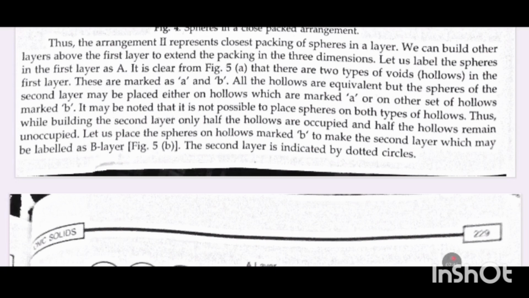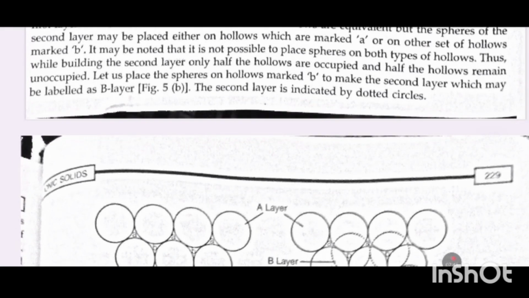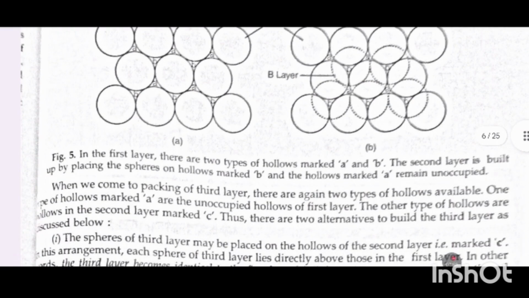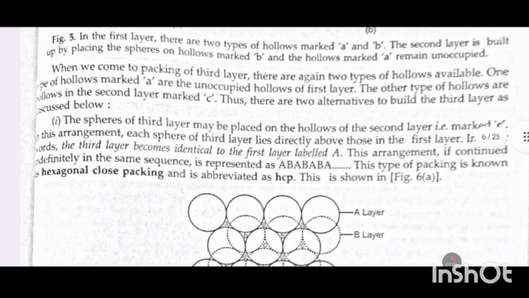Let us place the spheres on hollows marked B to make the second layer, which may be labeled as B layer. The second layer is indicated by dotted circles. When we come to packing of the third layer, there are again two types of hollows available. One type of hollows, marked A, are the unoccupied hollows of the first layer. The other type of hollows are the hollows in the second layer, marked C. Thus, there are two alternatives to build the third layer, as discussed below.